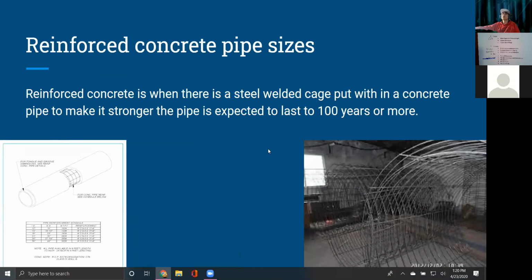Reinforced concrete is when they take steel cages, basically circular or whatever the pipe shape is. It's a steel cage, and they put it within the concrete, and it reinforces it. And they last up to like 100 years or more.